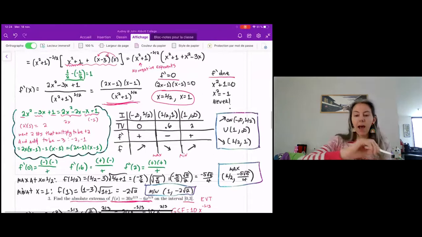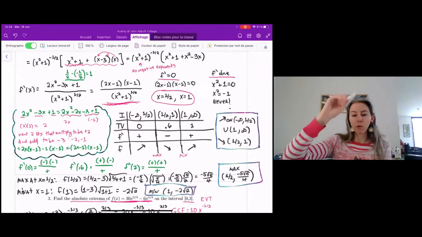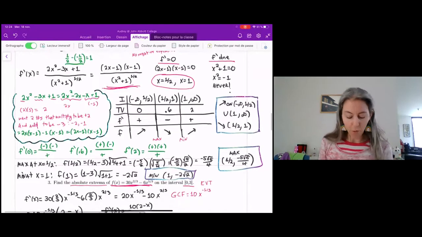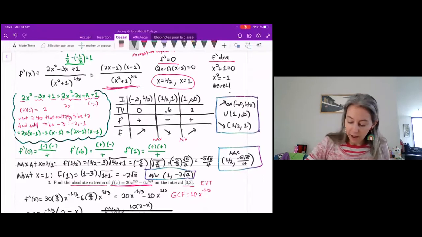Then, because we're also asked to find the local extrema, I see that at 1/2 it goes from up to down, so that's a max, and at 1 it goes from down to up, so that's a min. Then I'm going to plug both of those values into f. To find y values, we always plug into the original function. So I plug in and see that there is a max at negative 5 root 5 over 4.